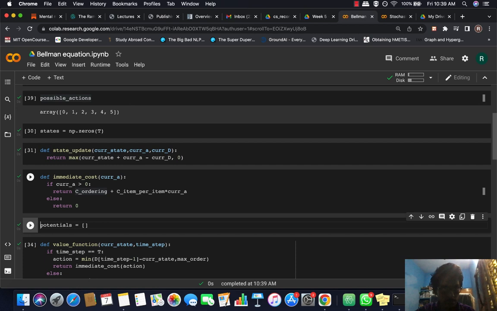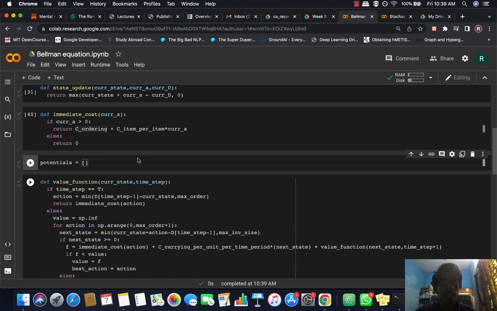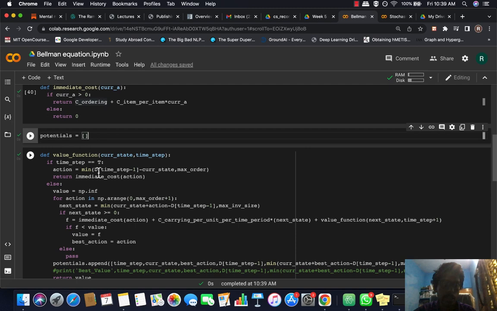And potentials is nothing but to find the best actions. After the recursive function is completed, we need to find what are the actions taken at every time step. So for that, this potentials empty list is created. We'll discuss this in more detail below.